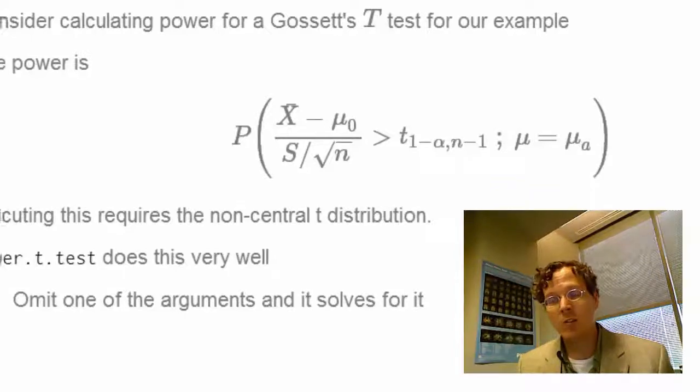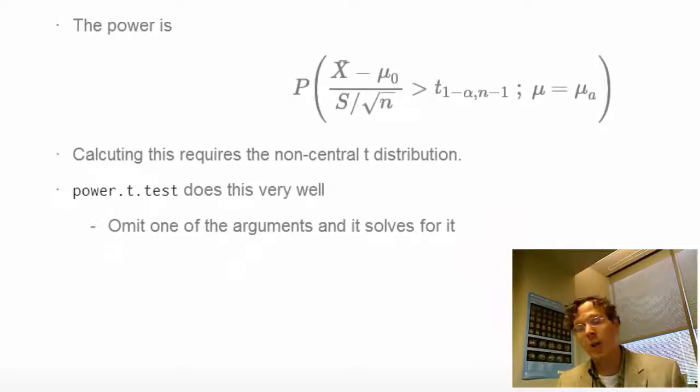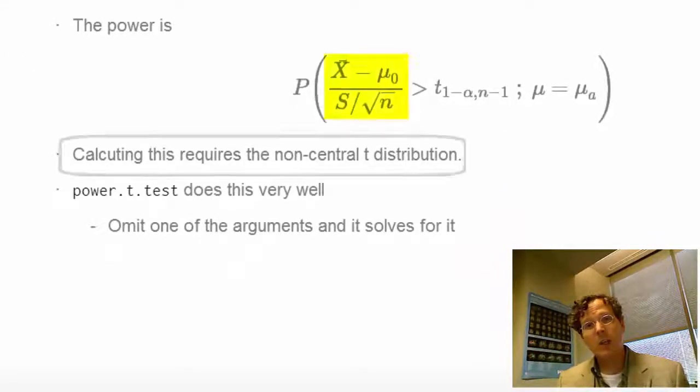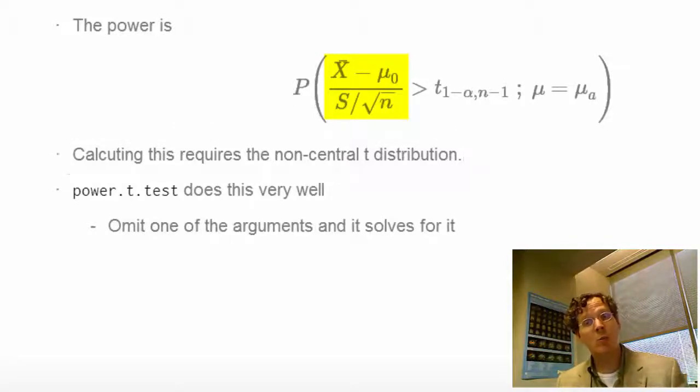It turns out that this statistic, x bar minus mu naught over the standard error, does not follow a t-distribution if the true mean is not mu naught. If it's mu a and mu a is different from mu naught, it doesn't follow a t-distribution. It follows something called the non-central t-distribution, which we're not going to cover. So calculating power requires the ability to evaluate the non-central t-distribution, and that's what power.t.test does for you on your behalf.